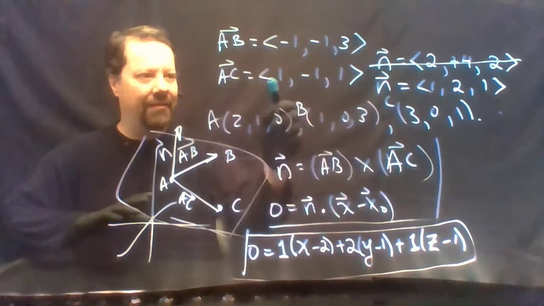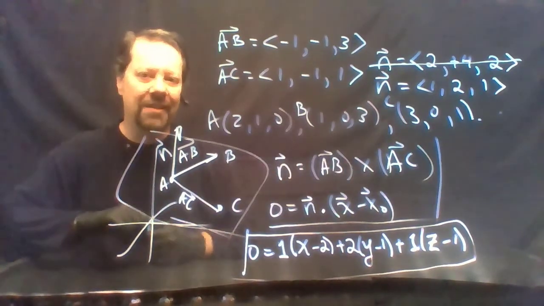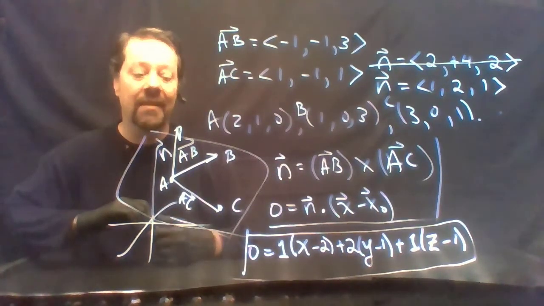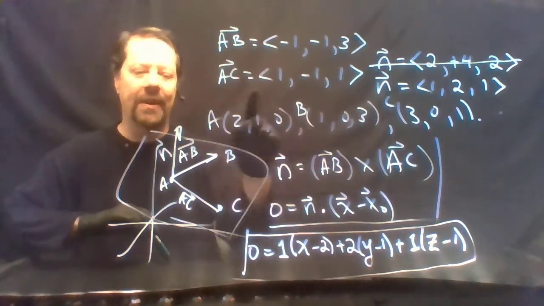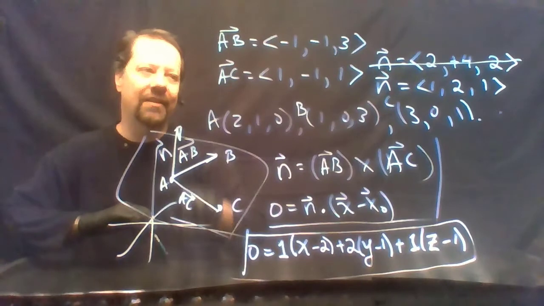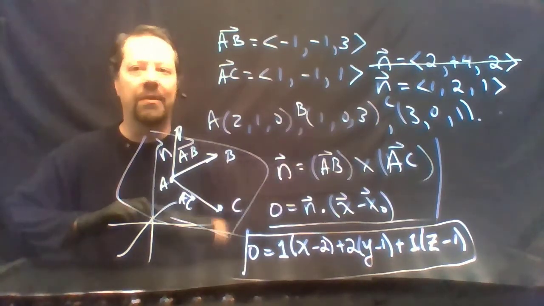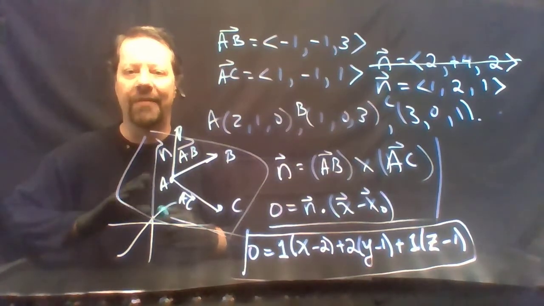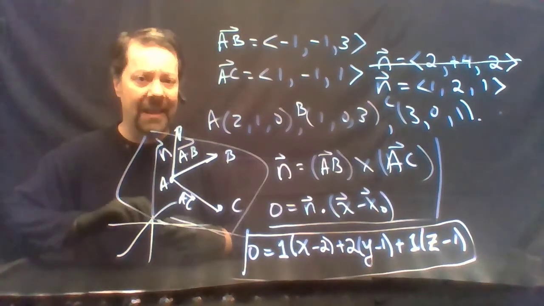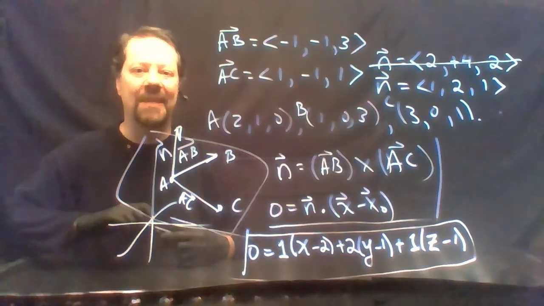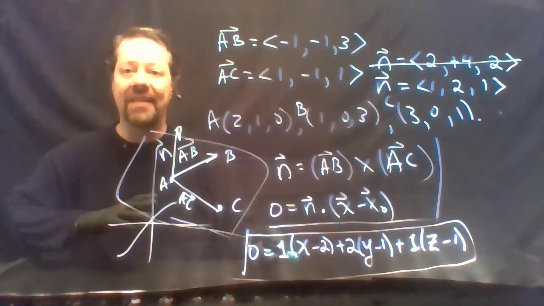So, given 3 points, how do you find the equation of the plane that goes between them? First, you find two vectors in the plane by subtracting pairs of points, and then you take the cross product of those to yield the normal. You can take any scalar multiple of that, and it will work. Then we use that formula, 0 = n dot (x - x0), to just write down the equation of the plane.